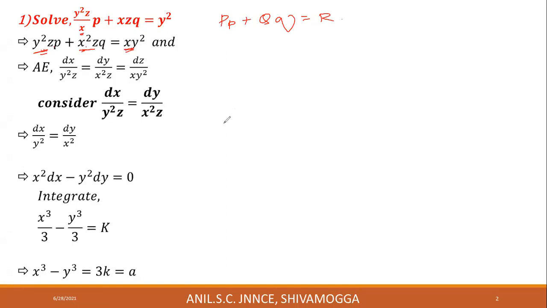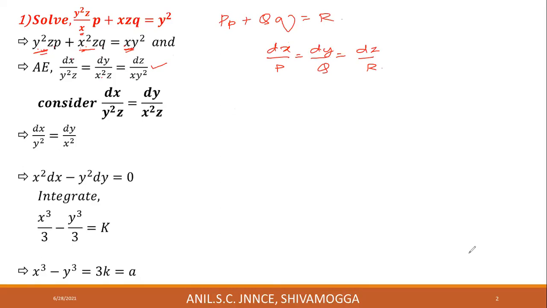What is the first working rule? Construction of auxiliary equation. Auxiliary equation means dx divided by P, dy divided by Q, dz divided by R. This is the auxiliary equation. Construct it: dx divided by P, P is y square z, equals dy divided by Q, Q is x square z, is equal to dz divided by R, that is x into y square. This is the first working rule.